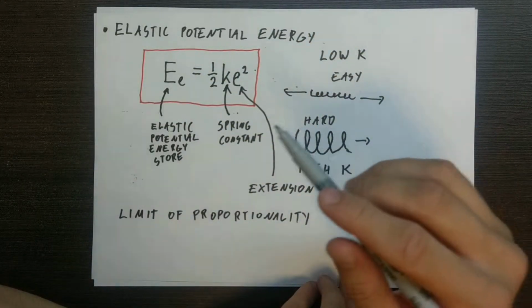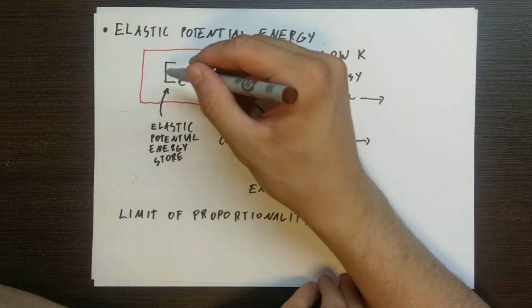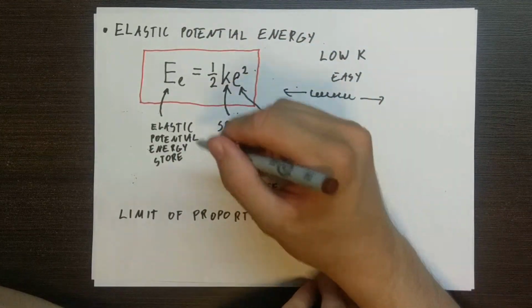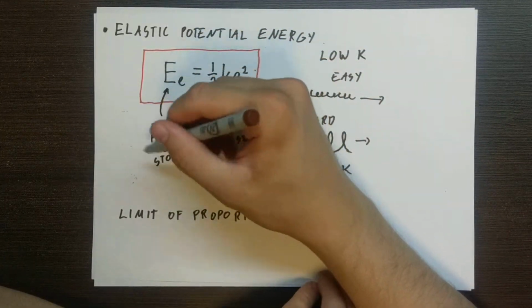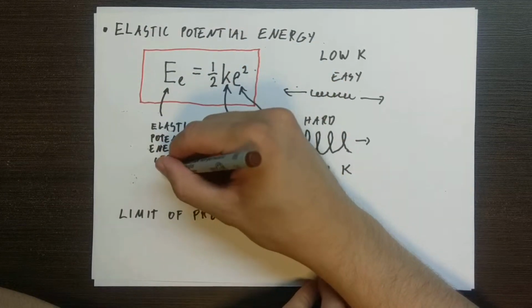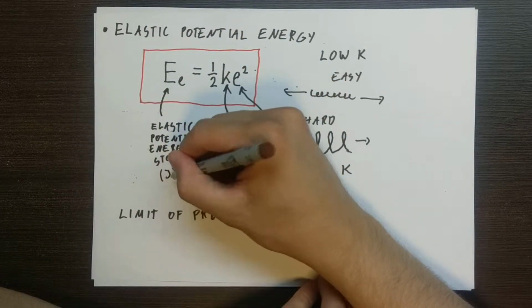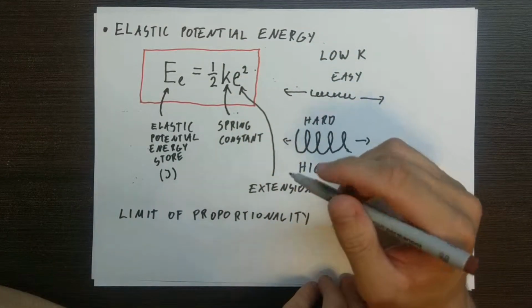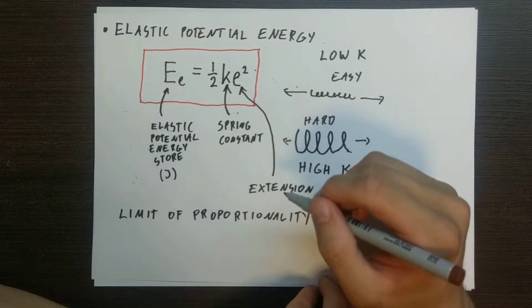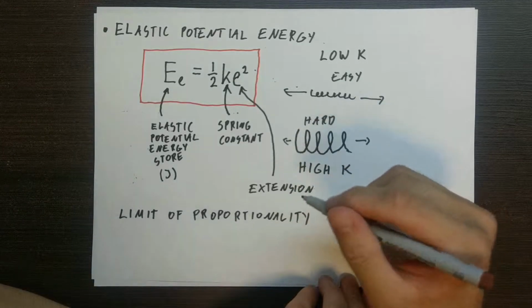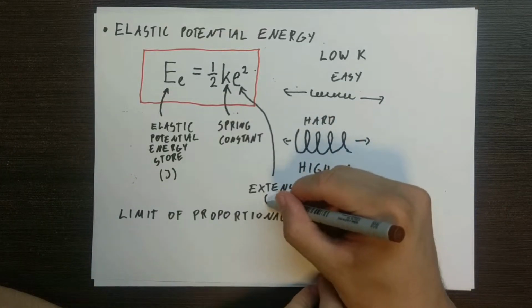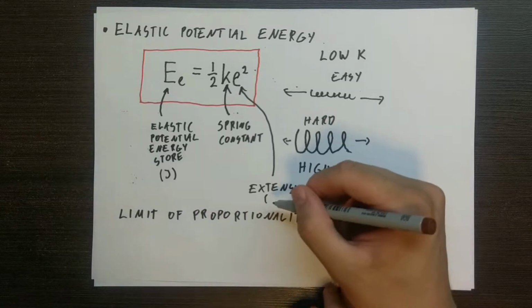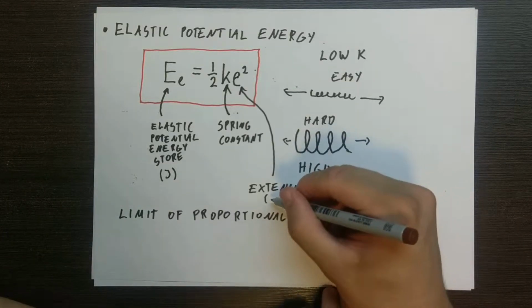And the final concept we need to cover here is units. So, elastic potential energy store, we express that in joules, again the standard energy unit. Now, what do we express extension in? We express extension in, again, the standard unit, meters.